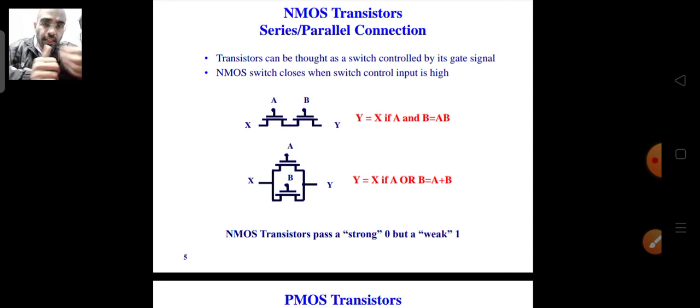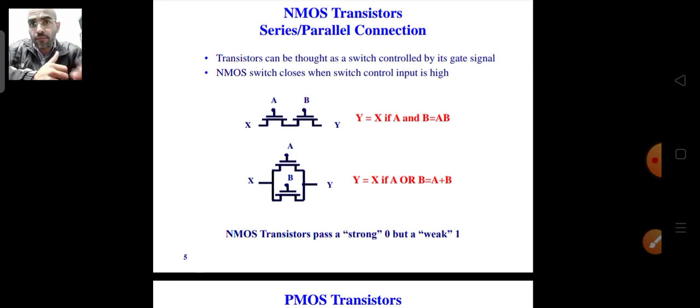And when we connect them in parallel, then what happens, we'll try to understand here, and then we'll do the same thing for the PMOSs as well. So you see, when we connect two NMOSs in series, we can realize a simple AND gate, because only when both the inputs A and B are 1 do these MOSFETs work as a switch, because we are using them for digital applications.